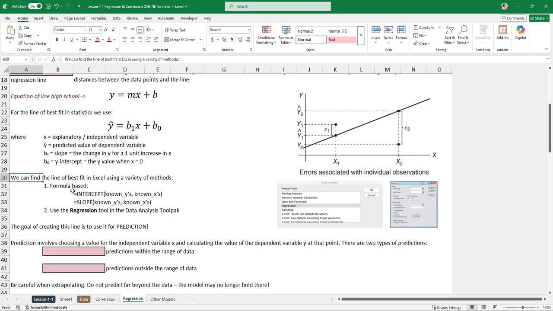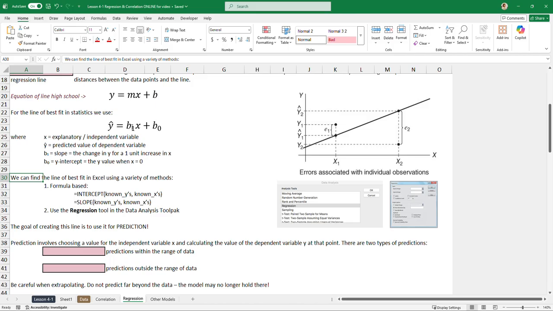There's a couple of ways you can find the line of best fit in Excel. You can use formulas. There's a formula called intercept to find the y-intercept, and a formula called slope to find the slope. Also within the data analysis tool pack, there is a regression tool. The regression tool can also find the y-intercept and the slope values for you.